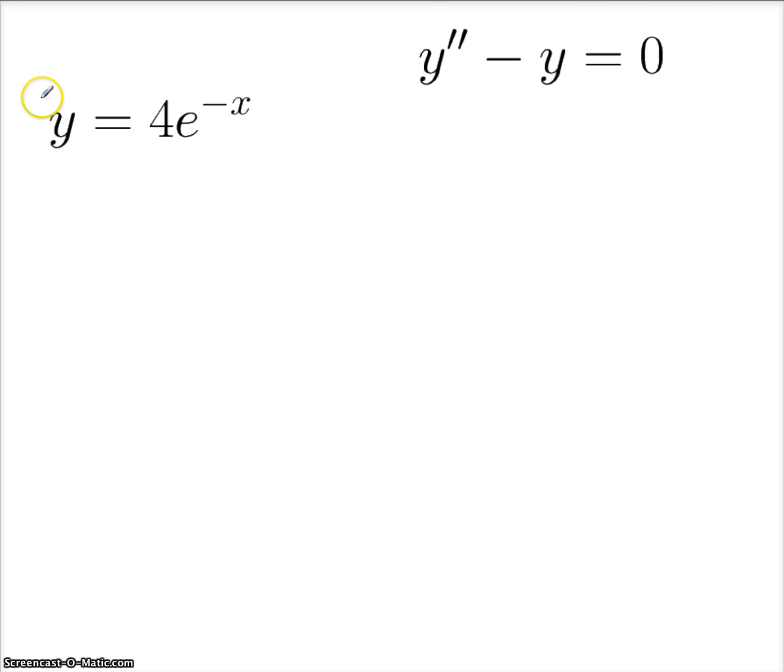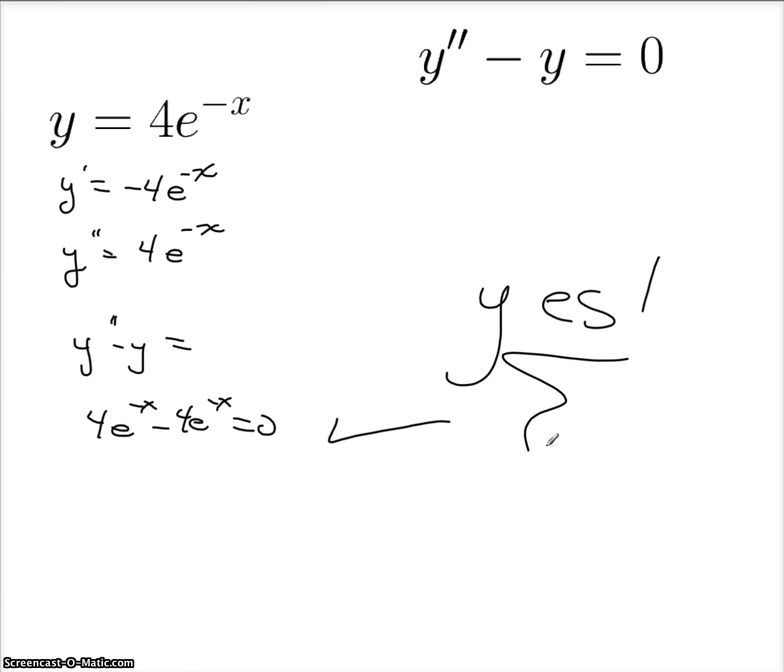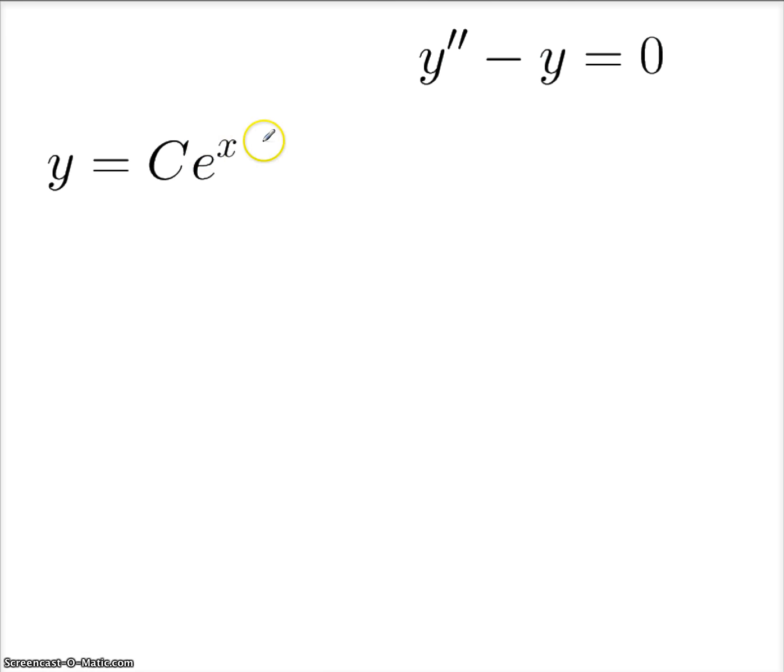Now let's see if y equals 4 e to the minus x is a solution to y double prime minus y equals 0. Let's see. I need y prime, which is minus 4 e to the minus x, and y double prime is 4 e to the minus x. So y double prime minus y is equal to 4 e to the minus x minus 4 e to the minus x, which is 0. Aha, yes, this is a solution. I'm very happy.